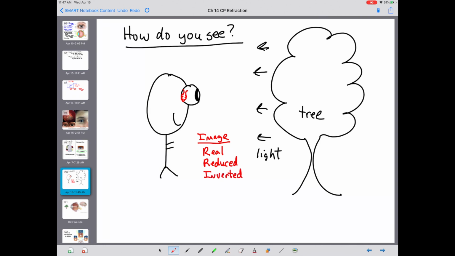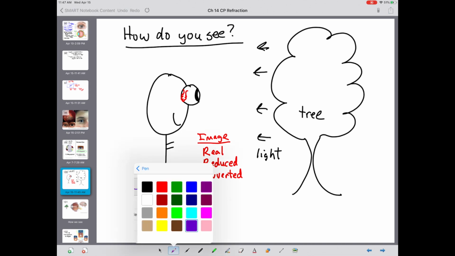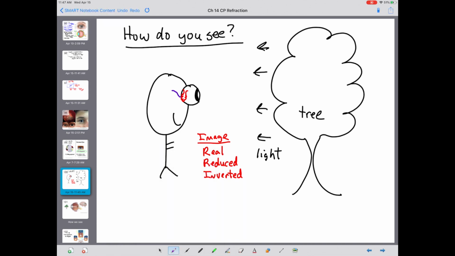And it is also inverted. Real we talked about. Let's talk about the inverted. There is an upside down image that forms on your retina, but your eye is not where you see, so then that signal goes to your brain. So from your retina, that signal is going to your brain, and your brain has to interpret that image.